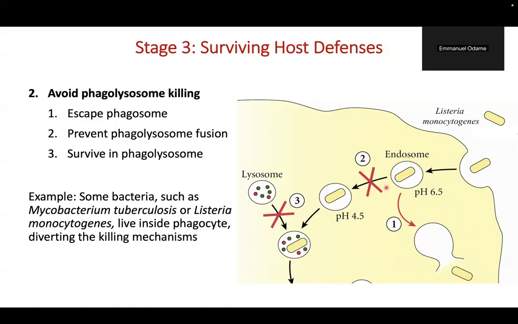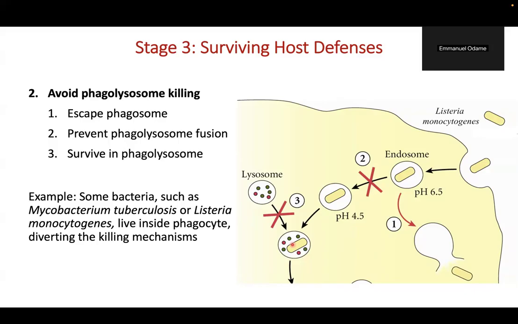So it cannot fuse with the phagolysosome, it just escapes and prevents it from fusing and then degradation. And the last one is the third one, where they survive the phagolysosome. So even though the microbe is engulfed and the phagolysosome enzymes are secreted, it basically escapes the degradation of the enzyme. It's just resistant to it, and it eventually gets away.